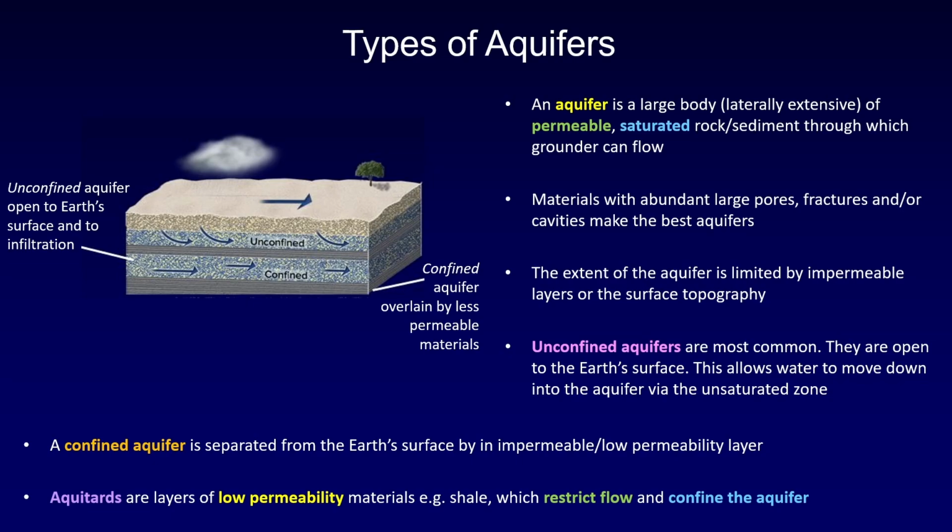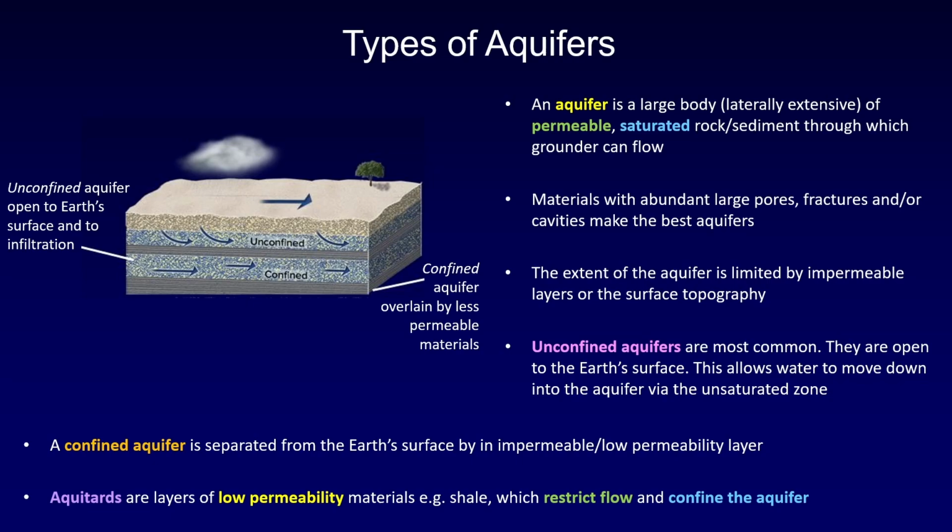Obviously, because it's porous and it has a good permeability, groundwater will be able to move through it quite easily. So typically, if you have a material that has abundant large pores or fractures or cavities, they will be the materials that will make the best aquifers. And the extent of the aquifer is limited by impermeable layers or surface topography. So as we've discussed, if the topography becomes gentler and becomes near horizontal, groundwater flow will slow down. If your groundwater flow is impeded by some kind of impermeable layer of rock, like a granite, that also is going to affect the ability of your water to move along your aquifer.